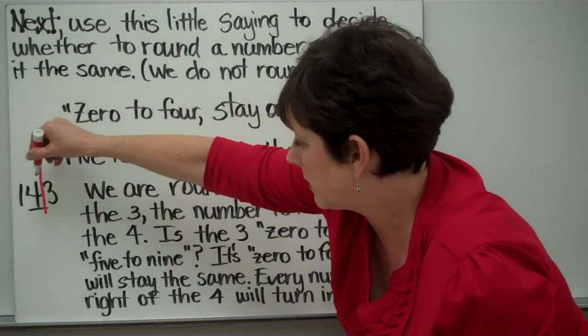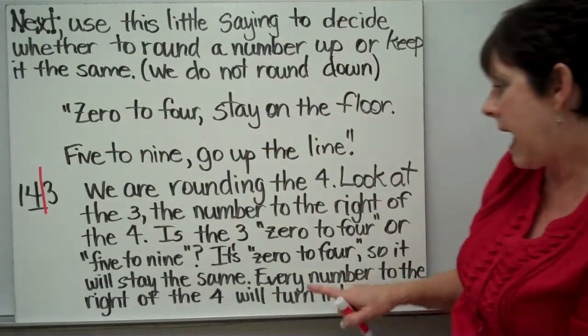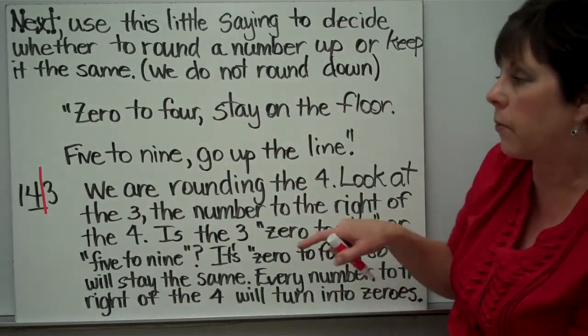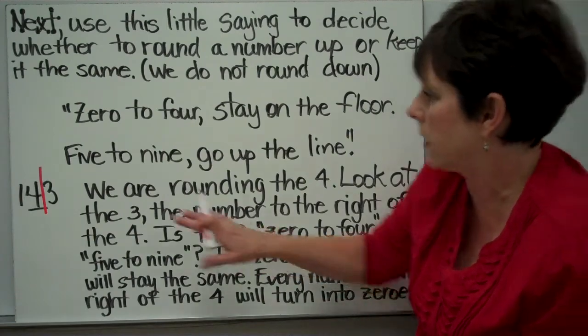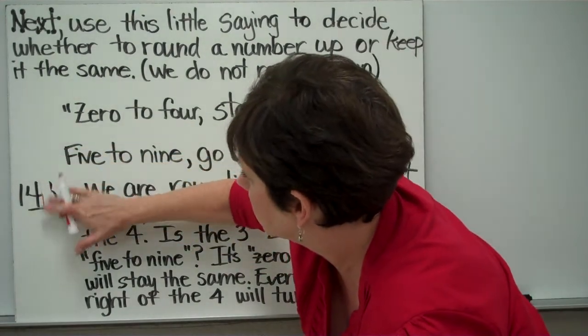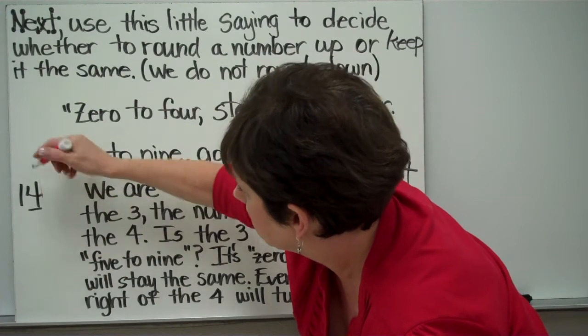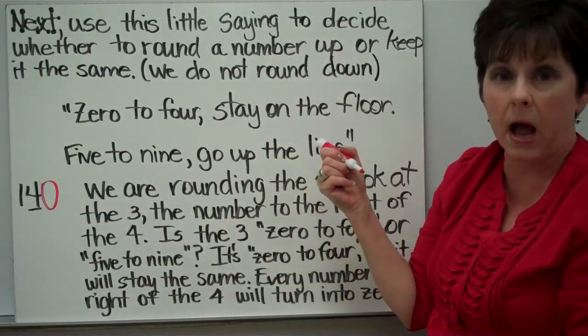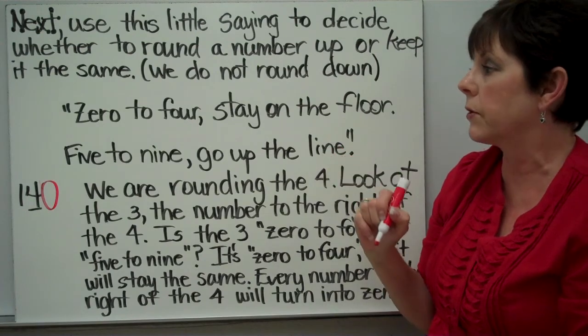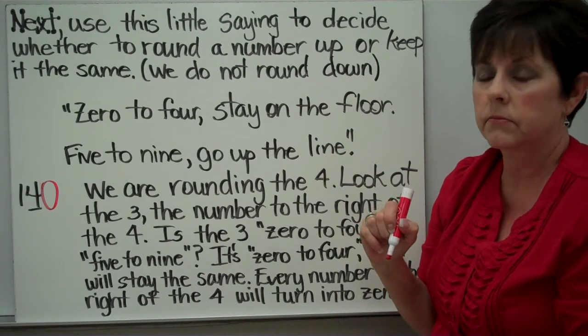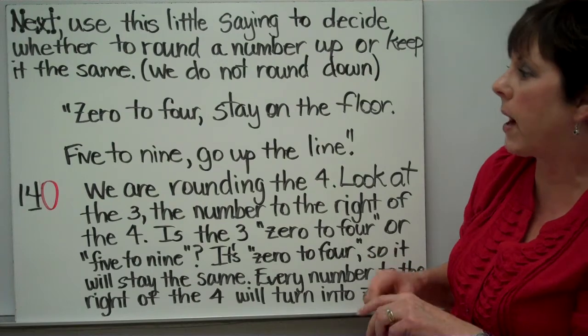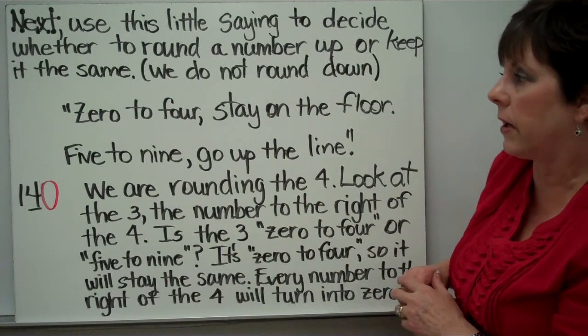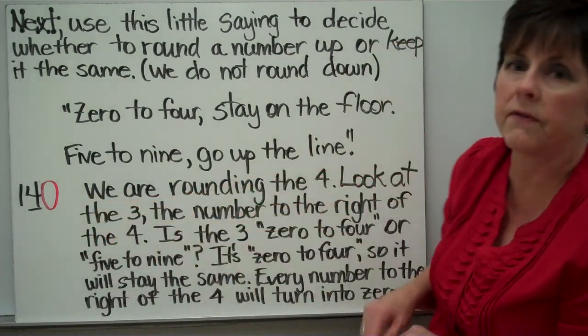So the 4 is going to stay the same, but every number to the right of the 4 is now going to turn into zeros. If this was a bigger number, everything to the right of that place value would turn into zeros. And now we have rounded 143 to the number 140.